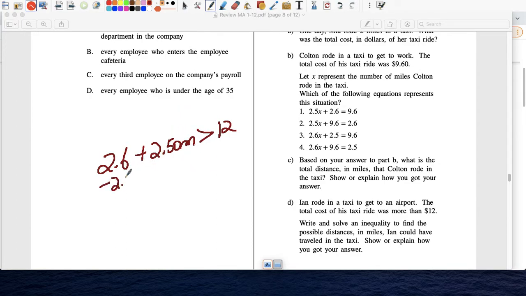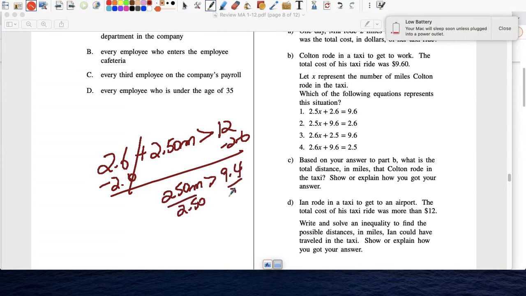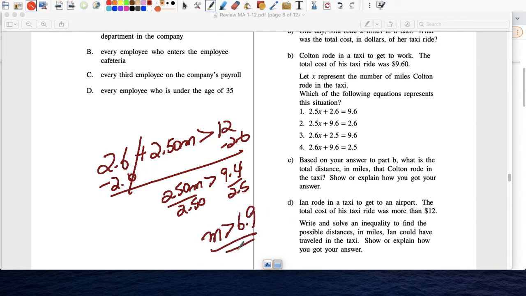Well, minus 2.6, 2.50m has to be greater than 9.4, divided by 2.50 or 2.5. And m equals the number of miles that he has to ride so that the cost is greater than 12. 9.4 divided by 2.5, the number of miles has to be greater than 6.9. As long as he travels more than 6.9 miles, his cost is going to be greater than 12.